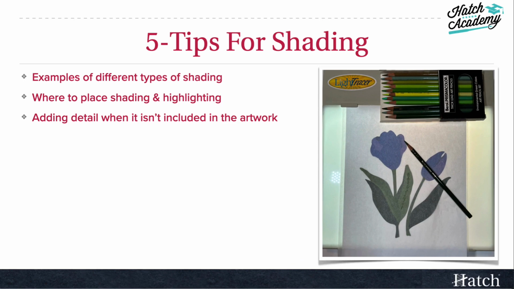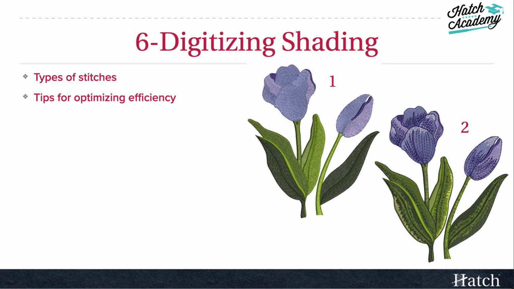Lesson 5 covers tips for shading. We'll start by looking at examples of different types of shading that are included in the design library. There are different ways to do shading and highlighting. We'll talk about where to place shading and highlighting and how to add detail when it isn't included in the artwork. In Lesson 6, we'll begin digitizing our shading.